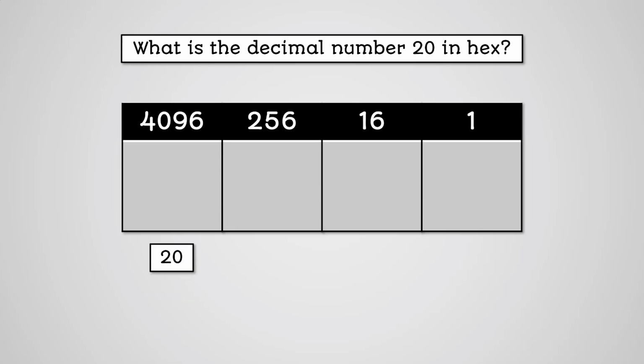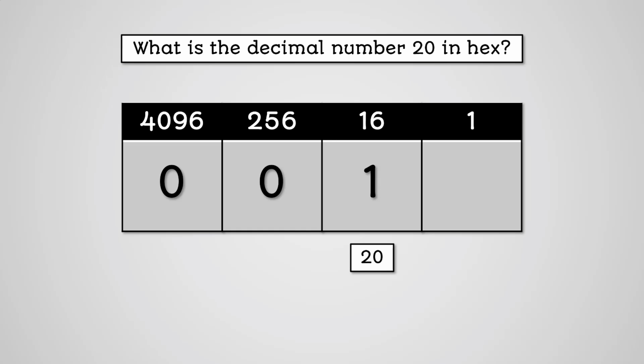Will 4096 fit into 20? No, so we don't have any of these, so we put a 0 in the 4096 column. Will 256 fit into 20? No, so we don't have any of these, so we put a 0 in the 256 column. Will 16 fit into 20? Yes. How many times? 1. So we put 1 in the 16 column.